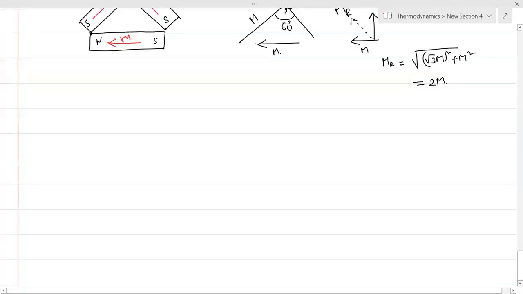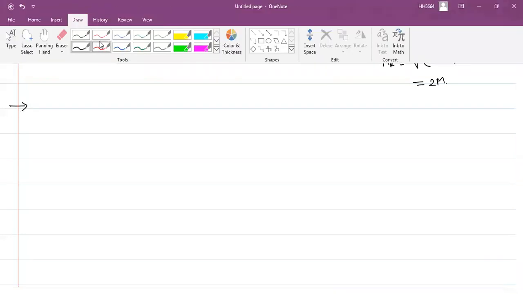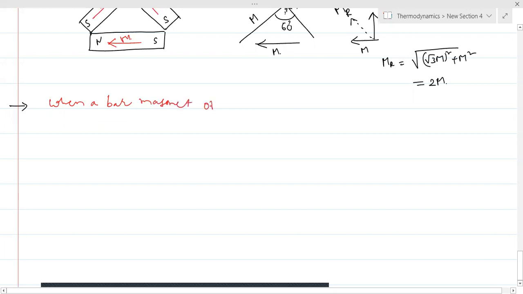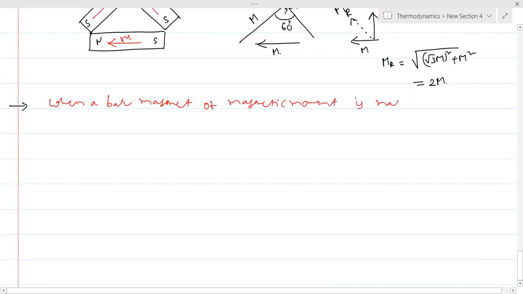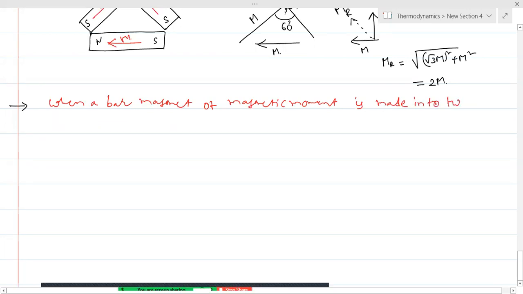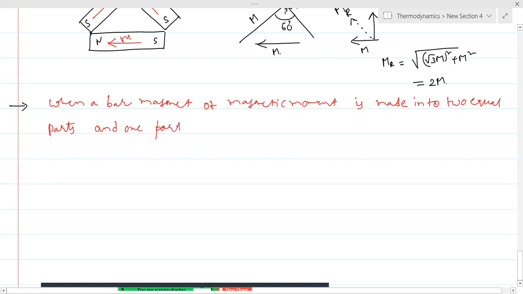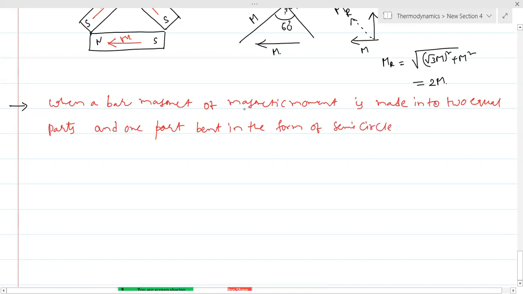Okay, sir. Next, for example, if we have a discussion when a bar magnet of magnetic moment M is made into two equal parts, and one part is bent in the form of a semicircle, as shown in the figure.